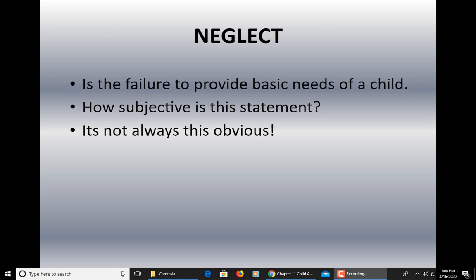What are the basic needs? Is that pretty subjective? Don't you think there are various opinions of what is considered the basic needs of a child? Some things are obvious. Some things are pretty subtle. Everyone has different opinions on what a child needs. And that's what we're going to talk about with the subjectivity of neglect.